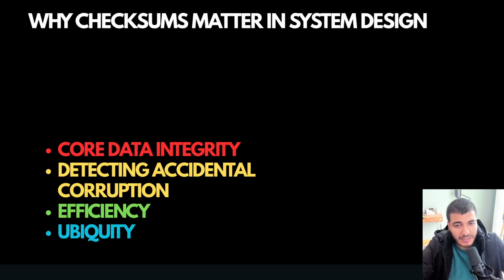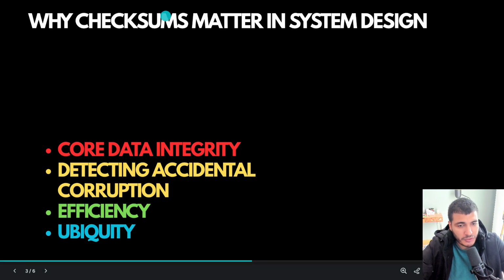Number two, detecting accidental corruption. They are excellent at catching random, non-malicious errors. A bit flip due to maybe some electromagnetic interference, or maybe a faulty memory chip, maybe a bad sector on a hard drive, or maybe a packet loss on a network, because there is a huge number of accidents that could cause data corruption.